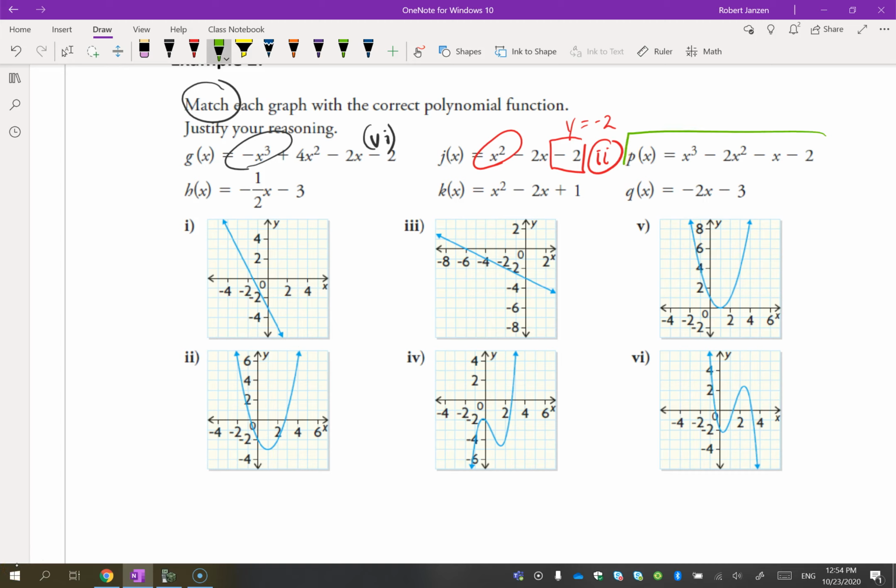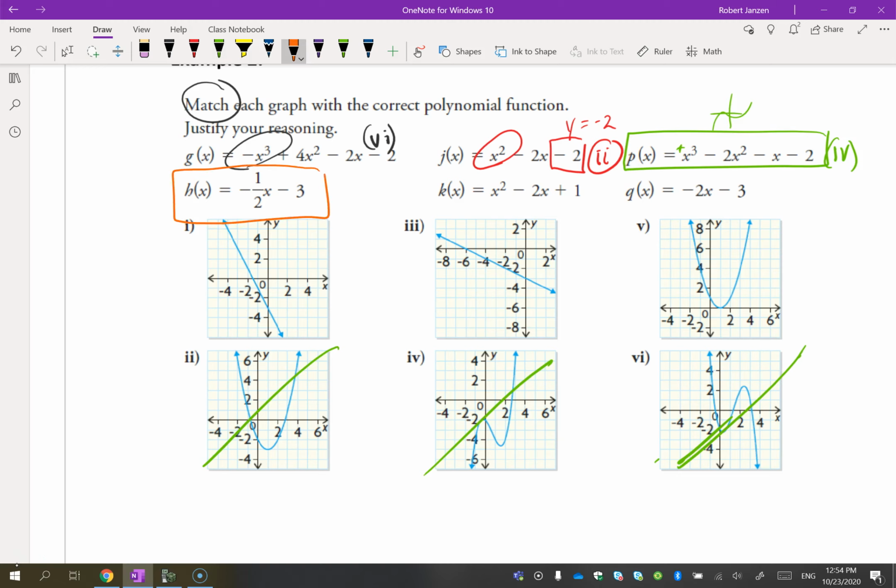All right, this graph is a cubic graph. It's a positive lead coefficient, so I know it's a graph that looks like this. And you can see that it's the 5th one. Okay, so we've now eliminated this one. We've eliminated this one. And we've eliminated this one. Okay, let's do the next one. Which one is this going to be?